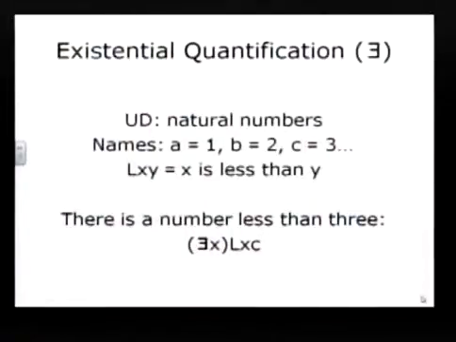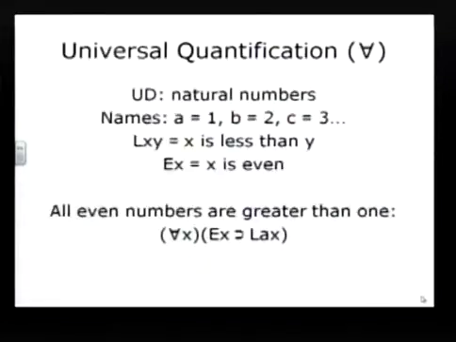This is an example of that, where, for example, if the universe of discourse is natural numbers and the names for the numbers are A, B, C, etc., and if we use LXY as the relationship, X is less than Y, then the way that we would say that there's a number less than 3 is EX LXC.